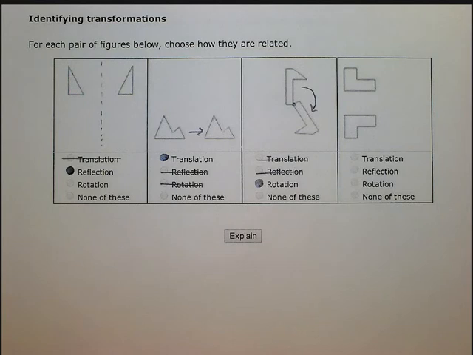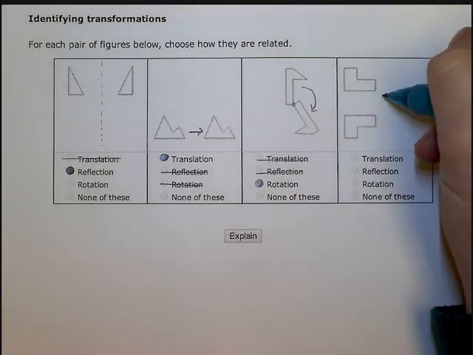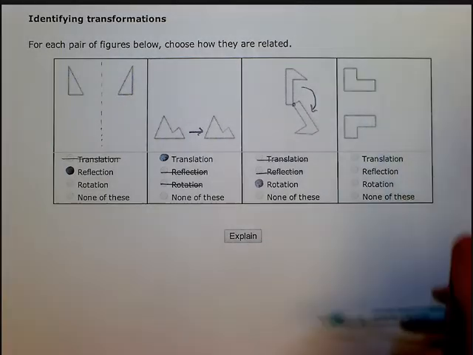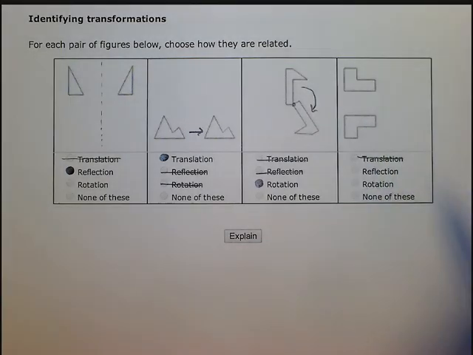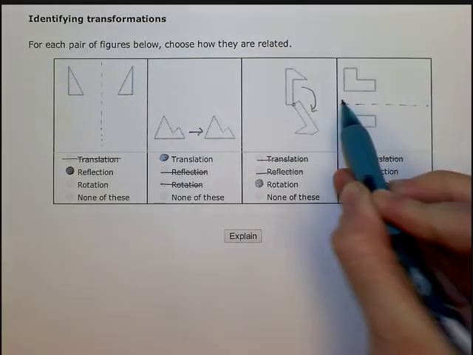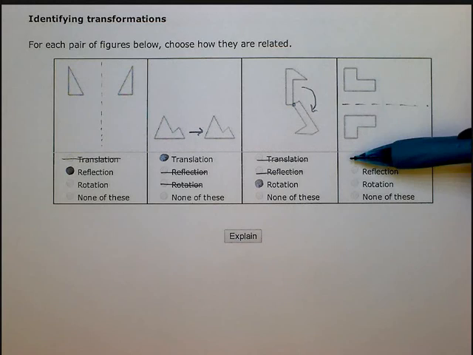Alright, and last but not least, so first I want to think, did it shift down? Well, no, because it also flipped. So it didn't shift, which means it's not a translation. It didn't rotate. It looks like this is another reflection. If I reflected across this line, it would land right on top.